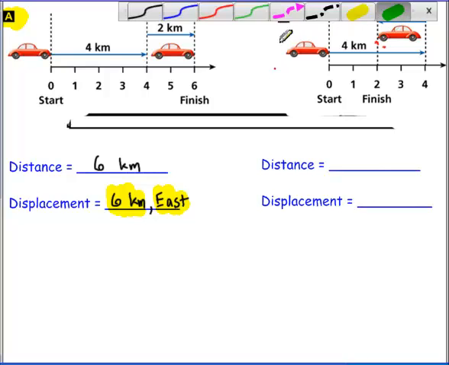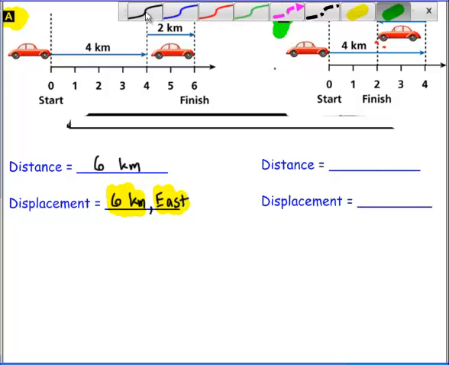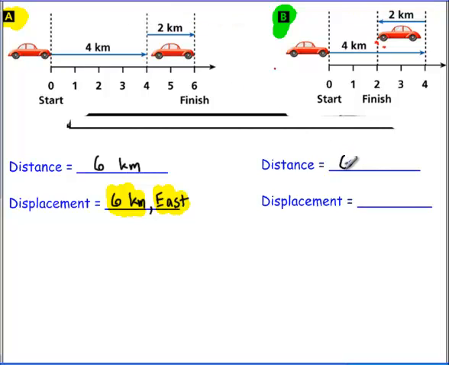Take a look at example B. Notice here the car travels 4 kilometers and stops, but now it turns around and travels 2 kilometers back in the direction that it came from. The distance traveled, again, would be 6 kilometers. It's the total length of the trip.